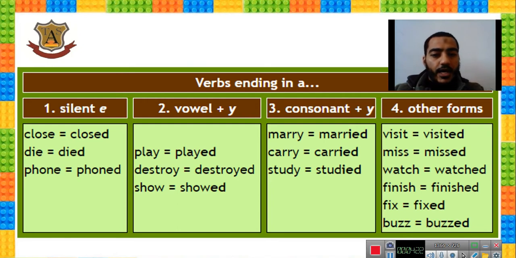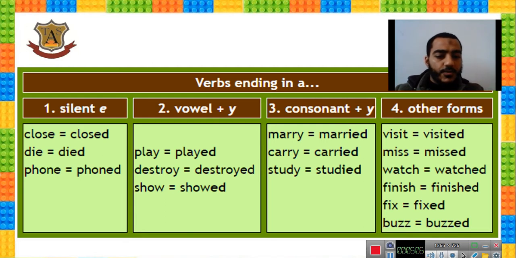Okay, 2, vowel plus Y. Do you remember it? If we have vowel plus y, we just add ed. We don't change anything. Like the word play, played. Destroy, destroyed. Destroy means damage something. Destroy ends with y, and before y is a vowel, so we have to add ed. Show, showed, ends with w, consonant. O before W is a vowel, so we add ed.